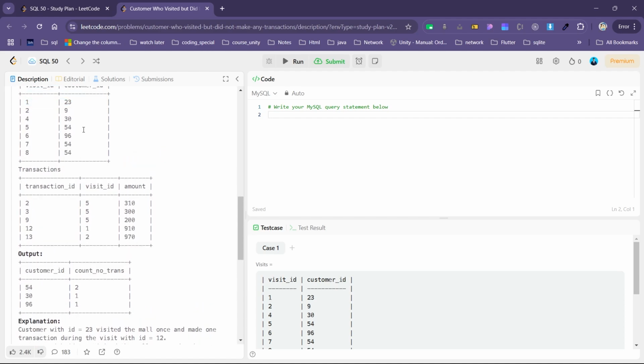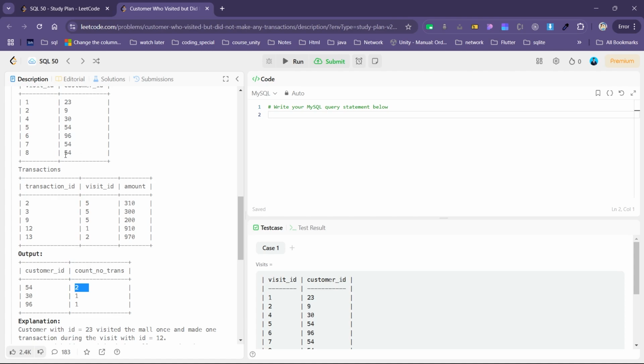Okay, so the customer with customer ID 54 visited this place three times, with the visit IDs 8, 7 and 5. And you see that with visit ID 5 we have an entry, which means he made transactions on this visit, but when he visited with visit IDs 7 and 8, he didn't make any transaction. So customer 54 didn't make a transaction on two visits.